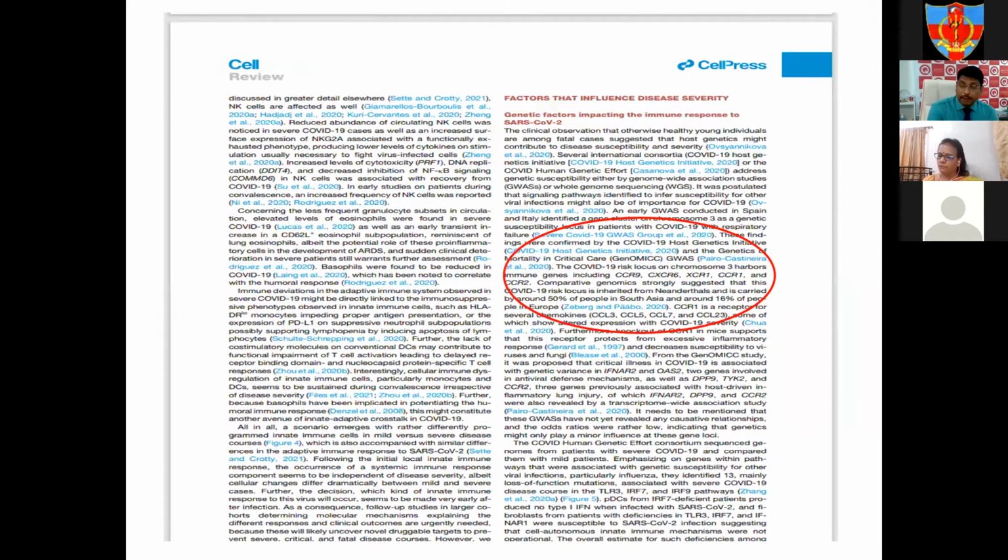Coming to the genetics, there is a very interesting point. Two studies concurred on the same observation, that there are mutations happening in chromosome 3, where a gene dictates how an individual's innate immunity is going to behave. These are some of the interesting findings that can find a way from bench to bedside very quickly.